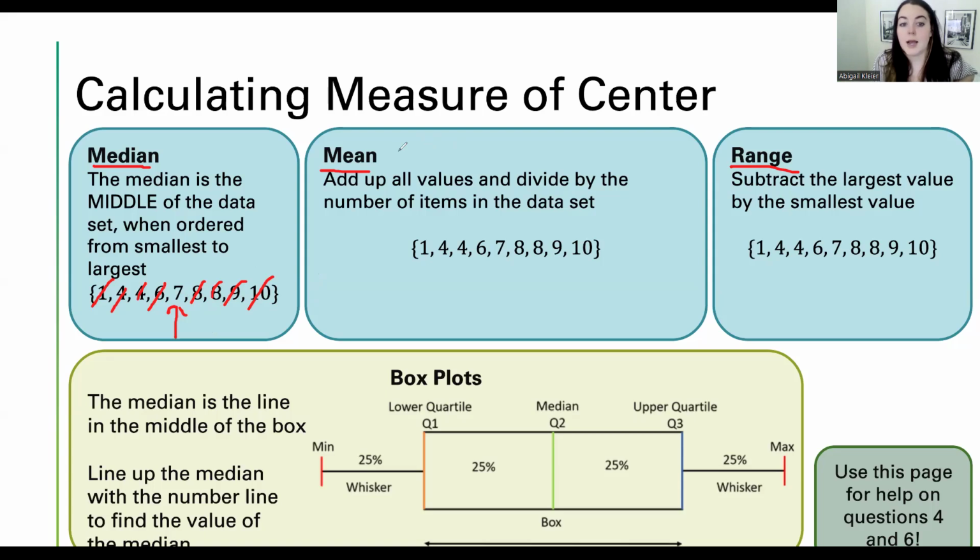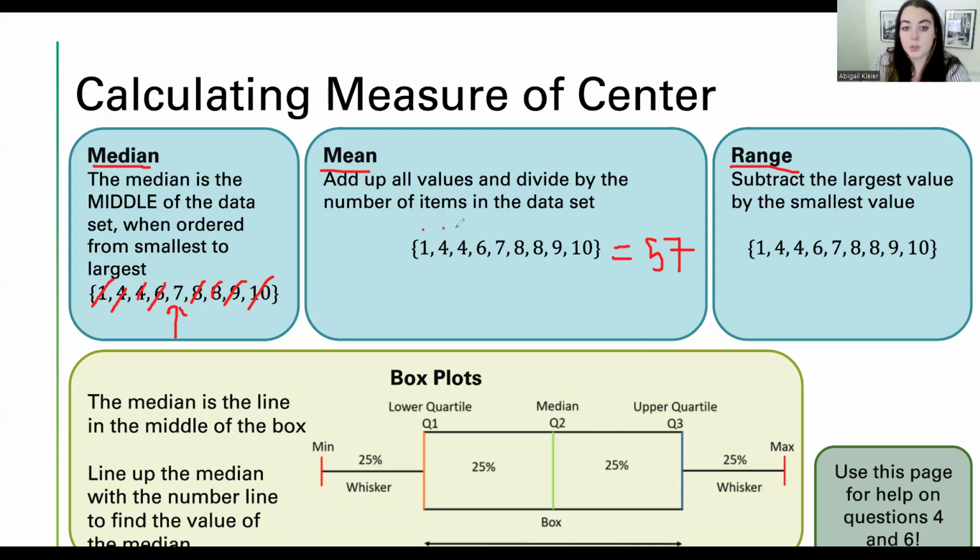The next measure of center we can discuss is mean. Mean is also known as the average. So in order to calculate the average, you are going to add up all of the values and then you divide by the number of values in the data set. So I'm going to use my calculator just to make it go quickly. 10 plus 9 plus 8 plus 8 plus 7 plus 6 plus 4 plus 4 plus 1. When I add all of these numbers up, I get 57. And now I'm going to divide by the number of values in my data set.